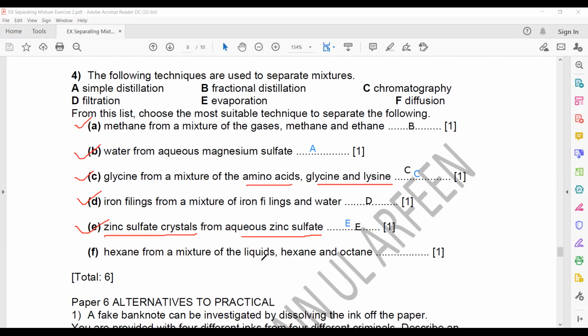And hexane from a mixture of liquids, hexane and octane, two miscible liquids. We want to separate two miscible liquids from each other. Both are liquids. Simple distillation is used to separate a liquid from the mixture, but we have two miscible liquids. So when two miscible liquids are there, on the basis of the boiling point, we use fractional distillation. Is it clear?